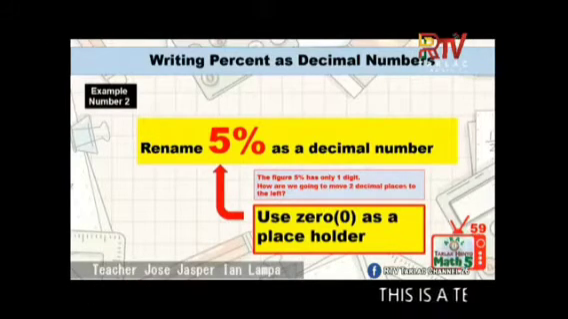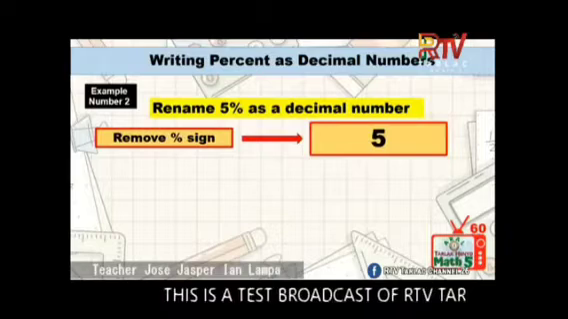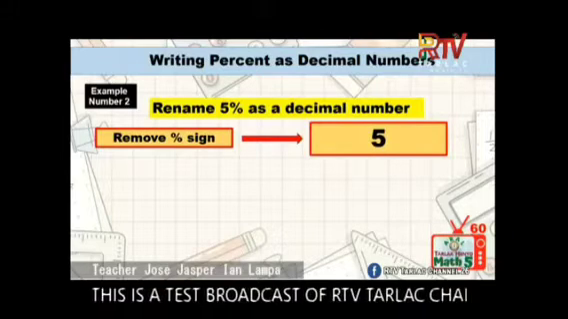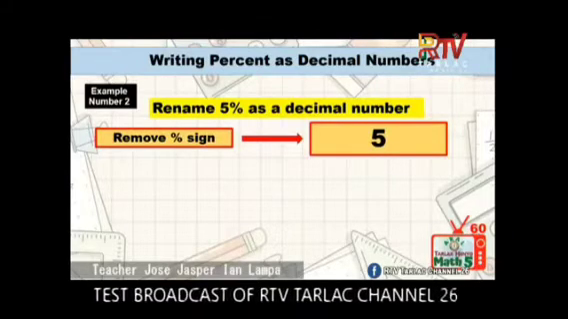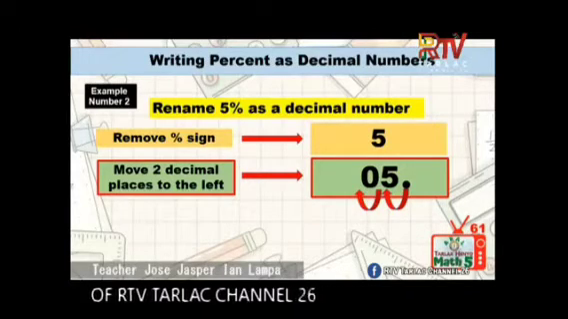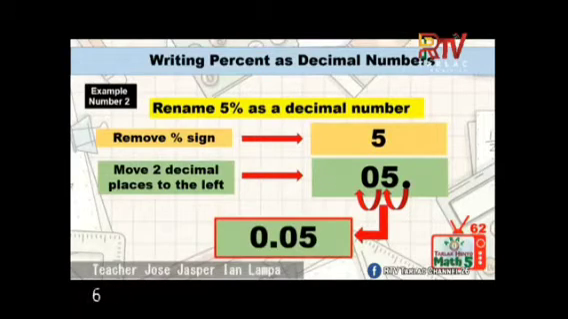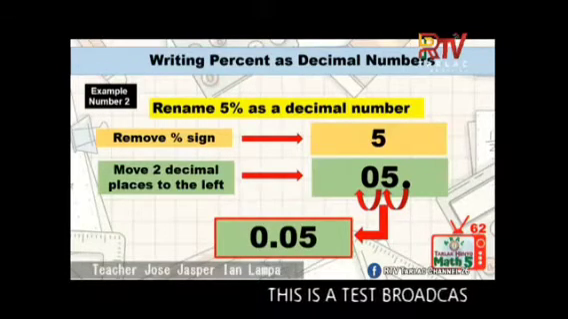Let's do this. Remove the percent sign and retain 5. What will you get if you move 2 decimal places to the left? The result would be 0.05. Thus, 5% is 0.05 in decimal form.